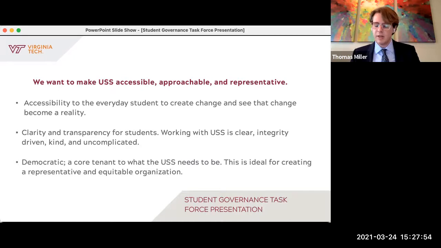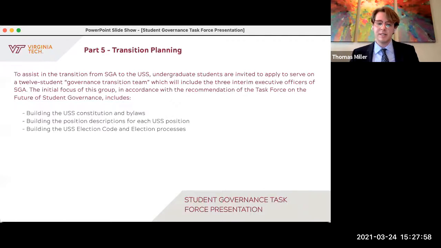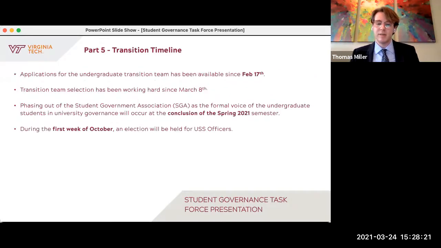So that's the wrap up of the presentation. There's a few more slides that are going to talk about the transition team. They're really going to be building the Constitution, bylaws, position descriptions, and the election code and processes. Getting a little bit deeper into the nitty-gritty of how this is going to work. Also making sure that students will be engaged coming this fall. That brings me to the next slide, which is our timeline.